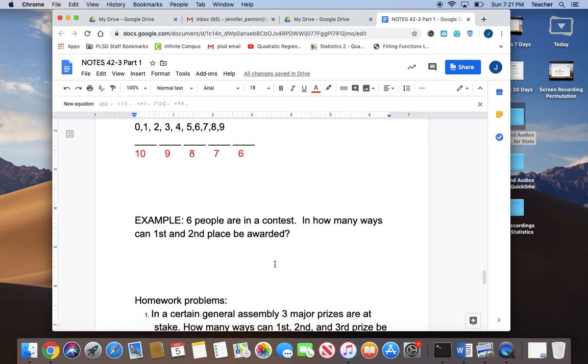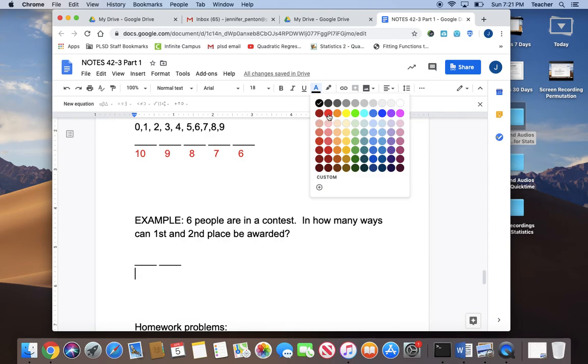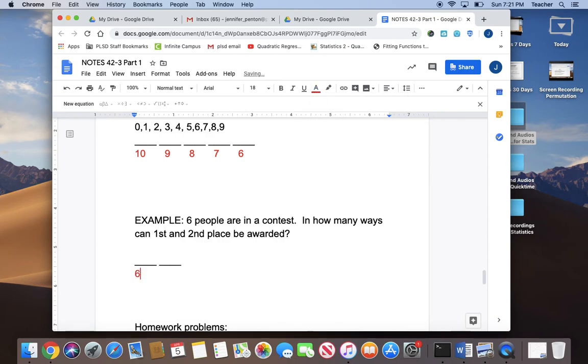Okay? My last example says 6 people are in a contest. In how many ways can first and second place be awarded? Okay, so you have a first place and a second place. So if you were looking at this and you didn't use the formula at all, you would say, okay, well, for my first choice here, I have 6 choices because there's 6 people. And for second place, then I have 5 choices because I've already chosen one of the people. So that would give me 6 times 5, which is equal to 30.